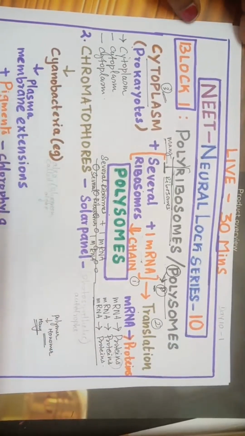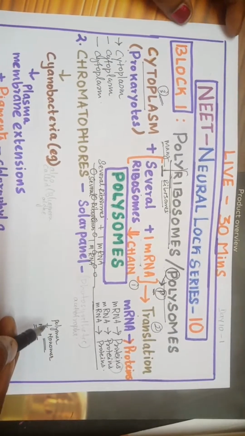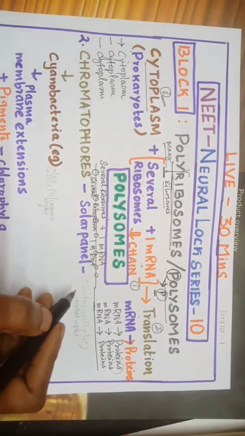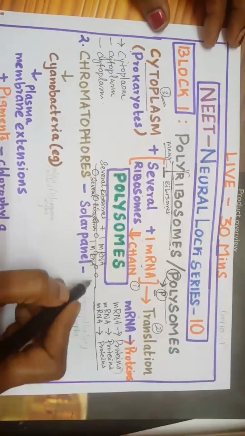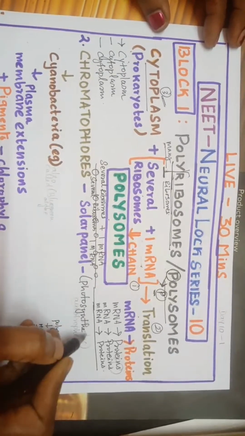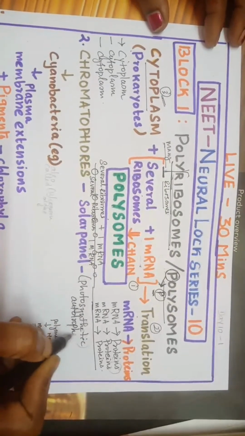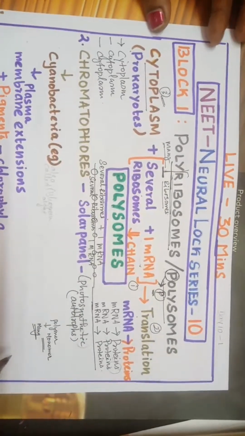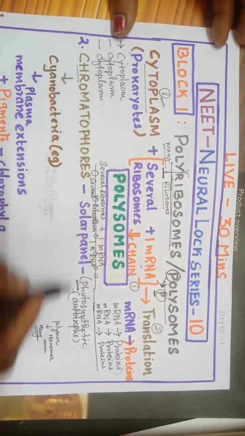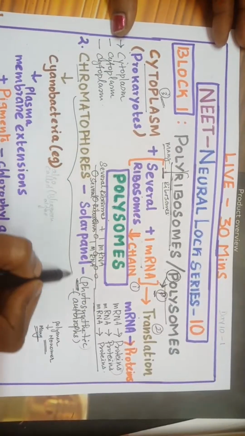Next, you have chromatophores. So what do you know about chromatophores, students? I hope you have studied the first chapters. Did you study about photosynthetic autotrophs? In the beginning, photosynthetic autotrophs. I am talking about chromatophores and photosynthetic autotrophs. Are you able to connect both?